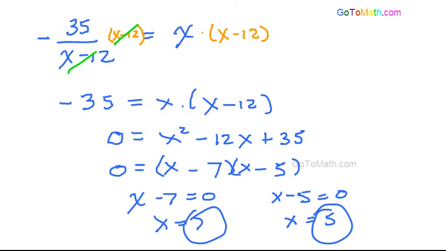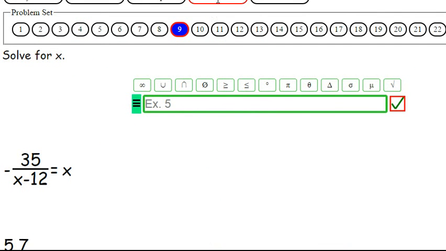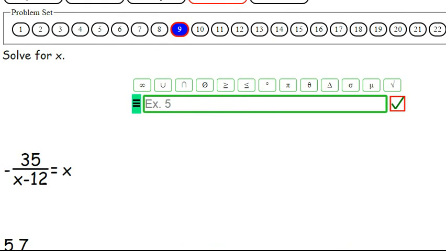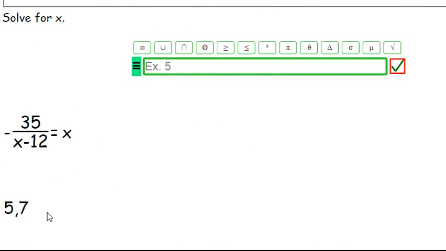What do we got? Oh, let's get back to where we are. 5 and 7. Yep, 5 and 7. There it is.